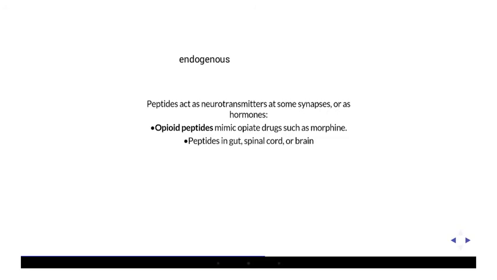But really, with the opiates, it's the other way around. Drugs such as morphine mimic opiates, the opioid peptides. There are quite a few of these in the gut, for example, on the spinal cord, and in the brain. We're going to talk about a particular area of the brain in a minute called the VTA, the ventral tegmental area. This is part of our pleasure center of the brain.